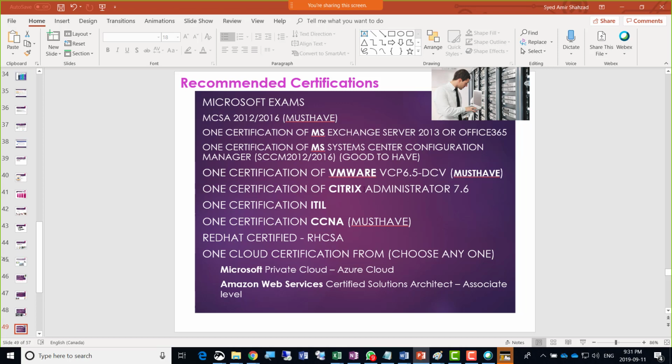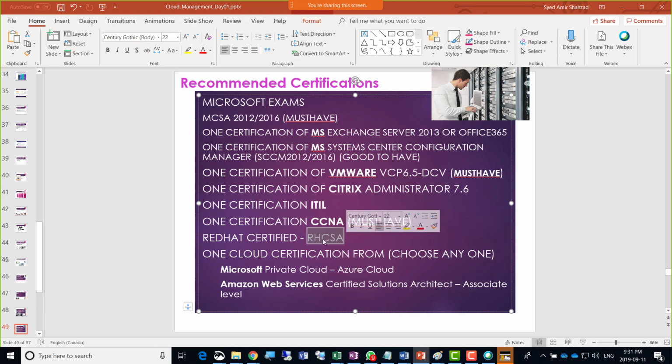So Citrix Administrator is good to have, but VCP is must-have. ITIL for change management, must-have. CCNA must have really. You should know how switches and routers really work. Either you go for Red Hat Linux as an operating system. You must know any one operating system. You must be an expert of any one operating system. Either Windows 2012, 2016 operating system or Linux. Better know both, but know one as an expert, other at least know something about it, right?